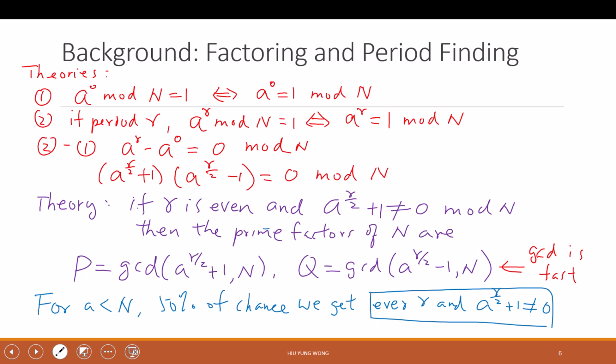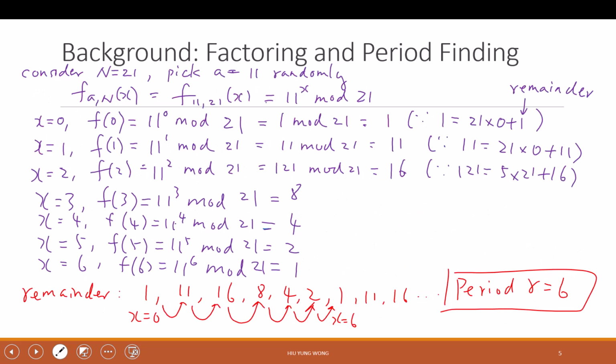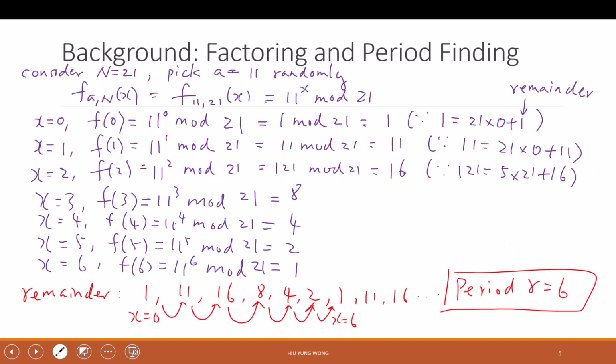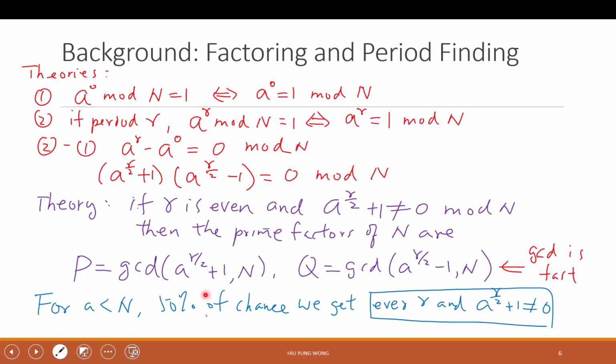Make sense? So after all, our goal is to find the period of this function, a to the power x modulus n. And n is given. x is the independent variable we want to find the period from, right? A is something you need to pick, you need to guess. Now luckily, 50% of the chance will give you an a that is good enough to use this equation. 50% of the chance you get some useless result. Then you need to redo it.